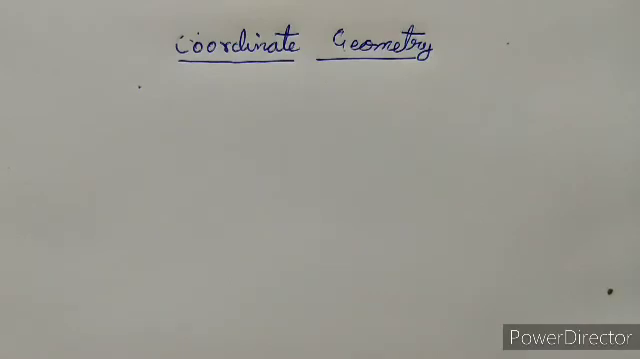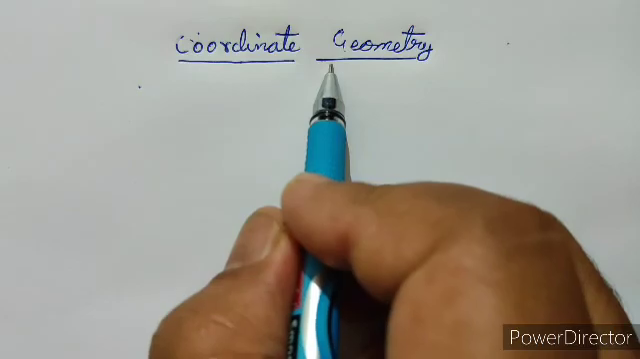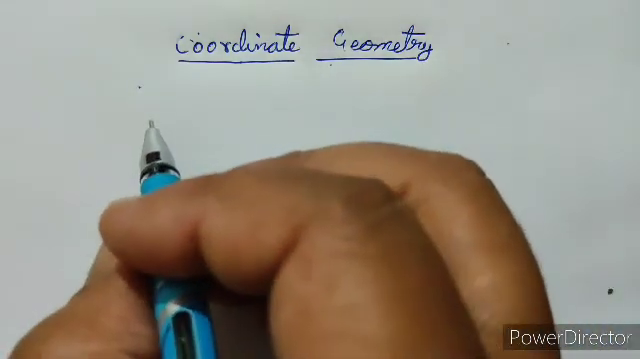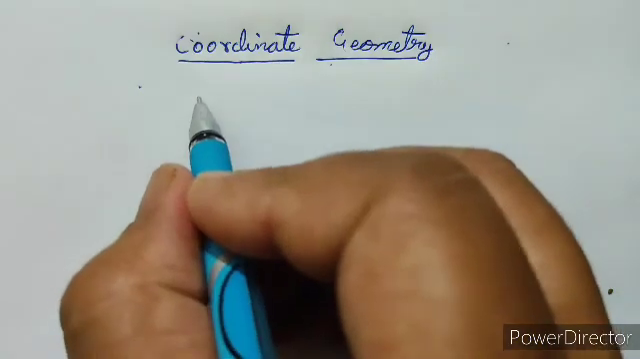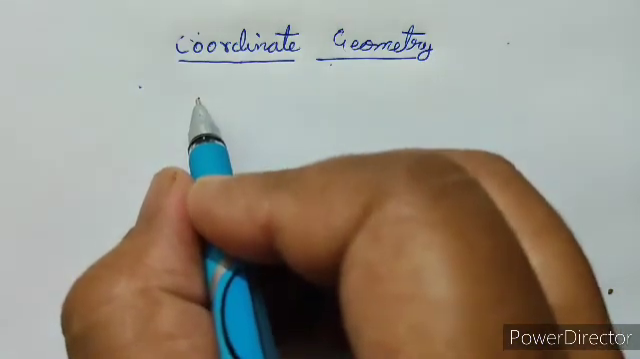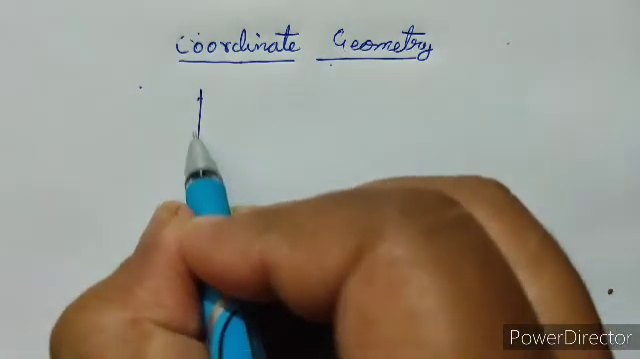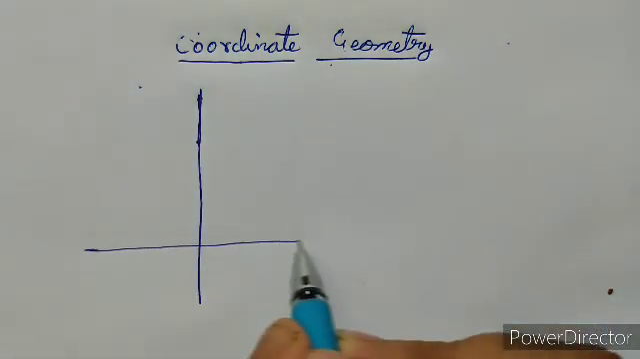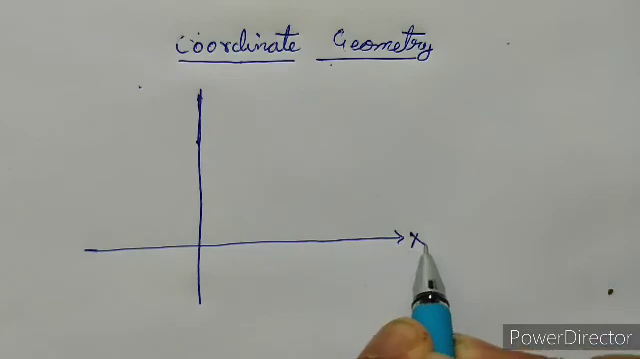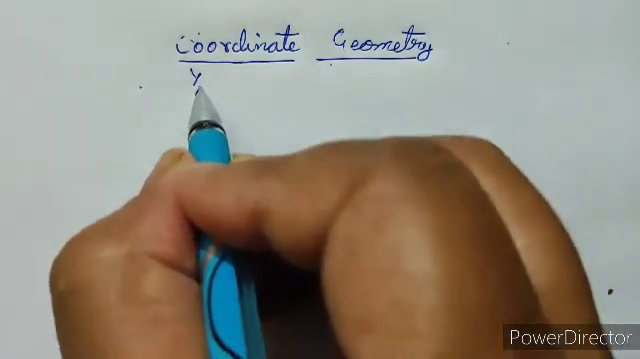Hello students, today we'll do chapter 7 of NCERT, that is coordinate geometry. Now you have studied in class 9 that to locate any point in a plane we require a pair of coordinate axes. Here these coordinate axes are the x-axis and the y-axis.